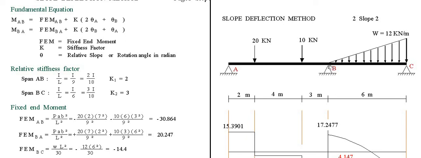Then for BA, we start from B. The 20 is 7 first, then 2 square, divided by 9 square, the span, plus this 10, starting from B, 3, then 6 square. 10 times 3, 6 square over 9 square. Simplifying this to 20.247.